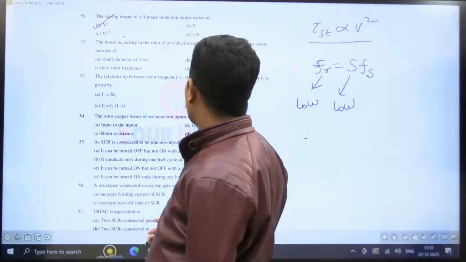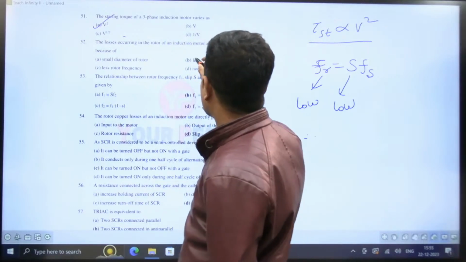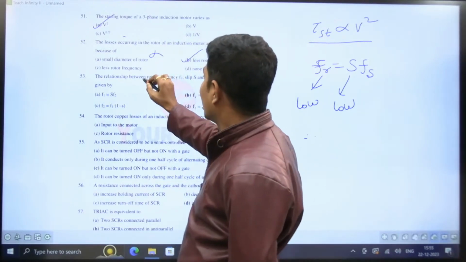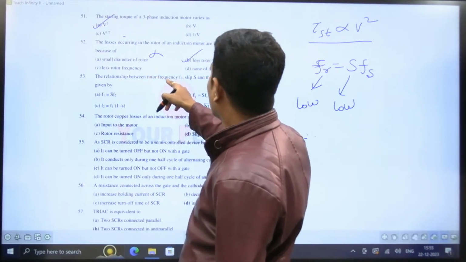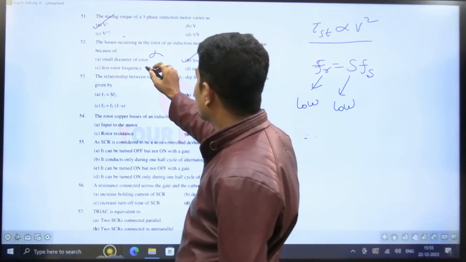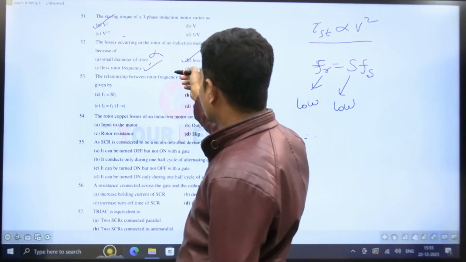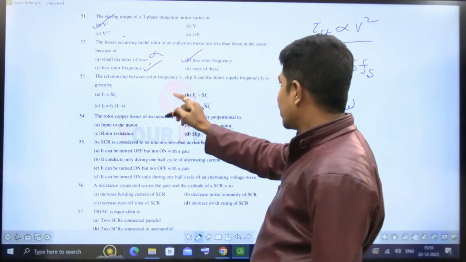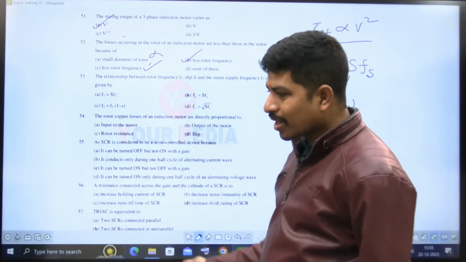So the point here is smaller diameter of the rotor, less rotor frequency. This is not correct. Less rotor frequency. Option B and C both are correct, because the same option got repeated. Both are the same option only.